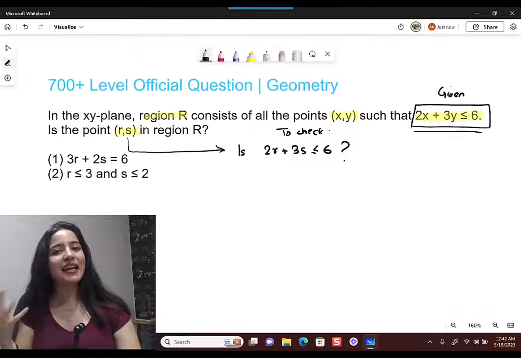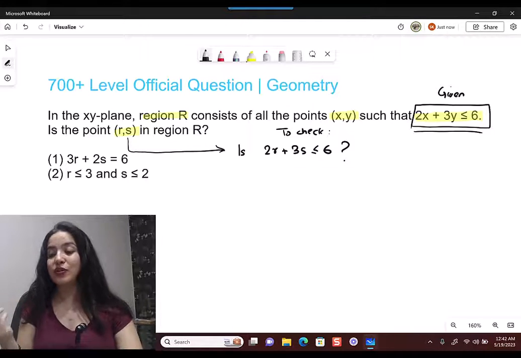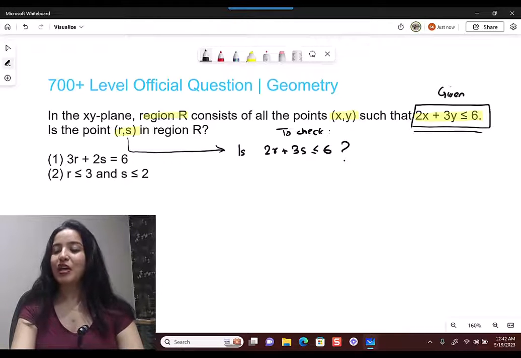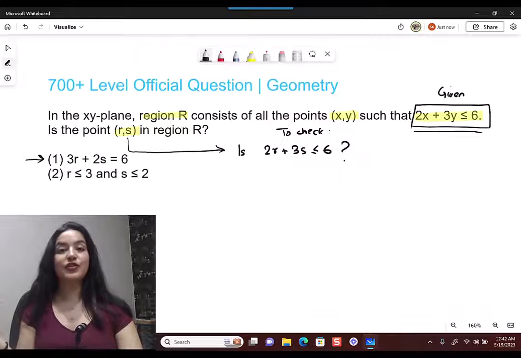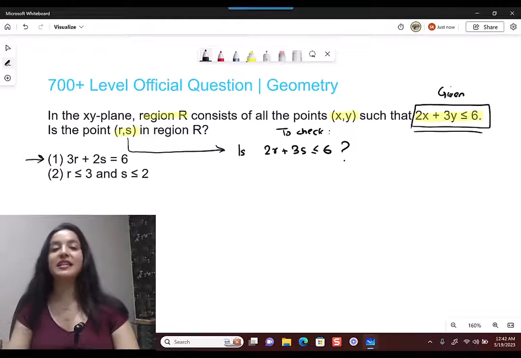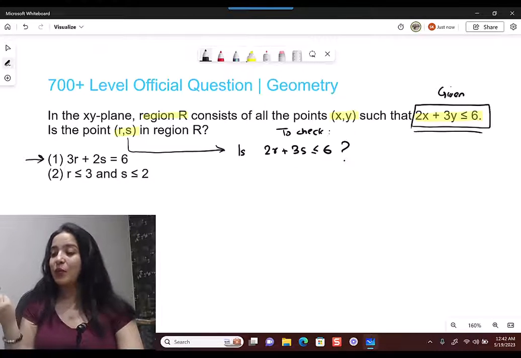So when you stay in algebra, you can't really see what's happening. What does it mean for this thing to work? And then when you get into the statements, there's more algebra. You look at the first equation, 3r plus 2s equals 6. Now till now you had inequalities and now you have an equation. Again, what do I do with this?